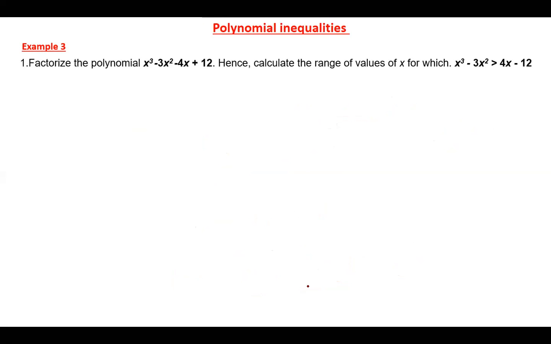So the question is saying factorize the polynomial x cubed minus 3x squared minus 4x plus 12. Hence calculate the range of values of x for which x cubed minus 3x squared is greater than 4x minus 12. All right, so we begin.